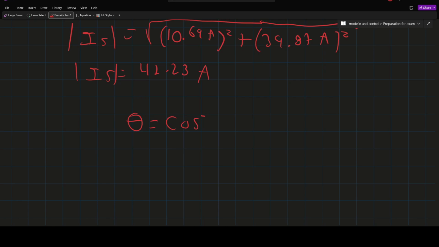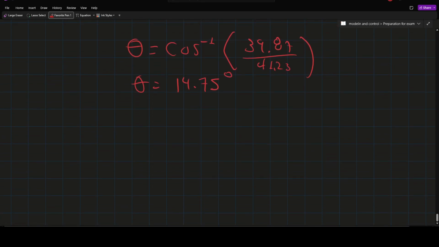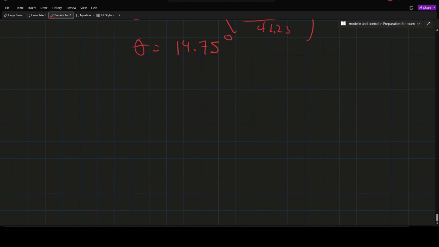And now that we know the magnitude, we can figure out the angle. That's going to be minus cos of the opposite over the magnitude, 41.23, and we get 14.75 degrees. Okay, now we can draw the phasors.